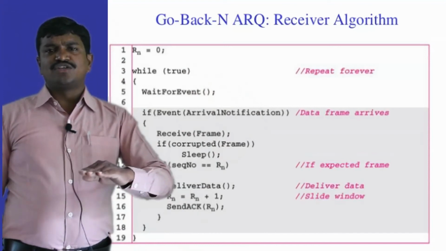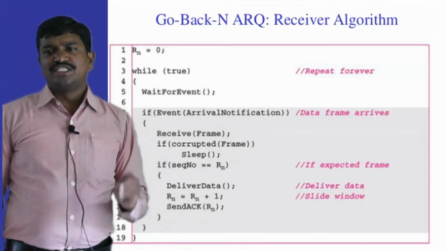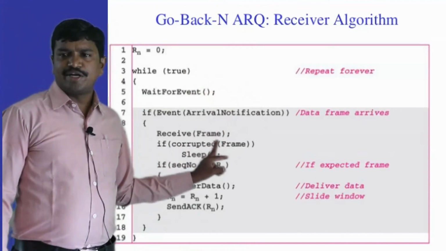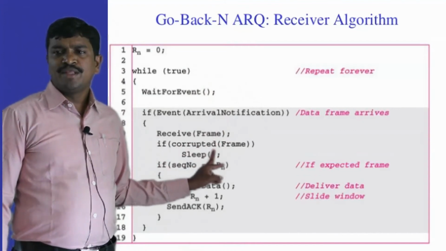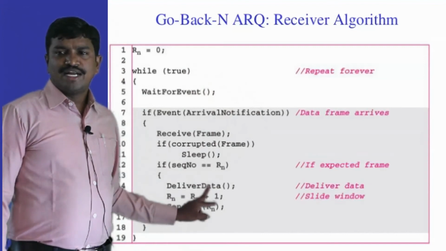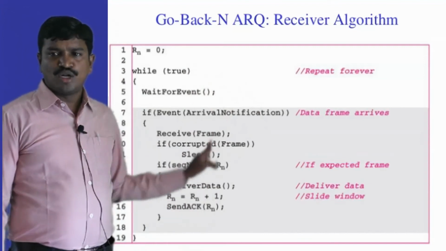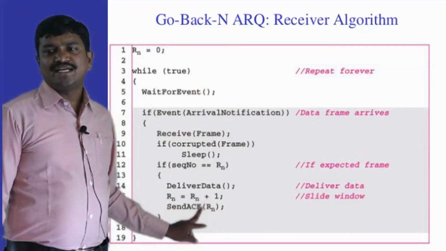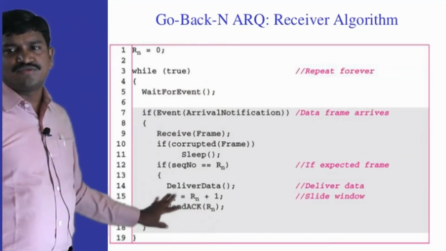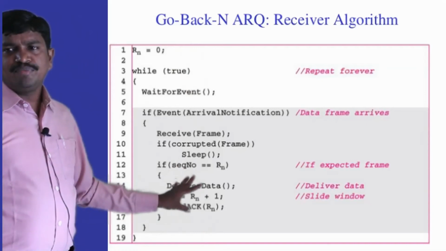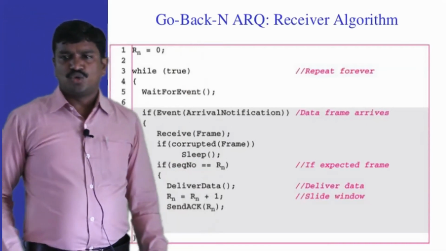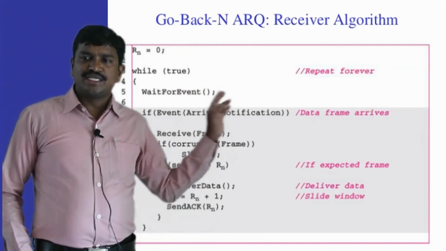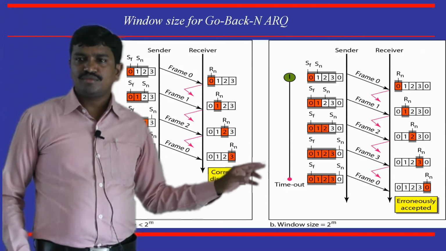When there is a notification from the physical layer saying that we have received a frame, receive that frame and check whether it is corrupted or not. If it is corrupted, don't do anything, and if it is the expected one, deliver that data to the layer above, increment Rn, that is the next frame to be expected, and send the acknowledgement. This is the job of the receiver side algorithm in Go Back N ARQ. It is similar to the previous one, but with a lot of changes on the sender side.